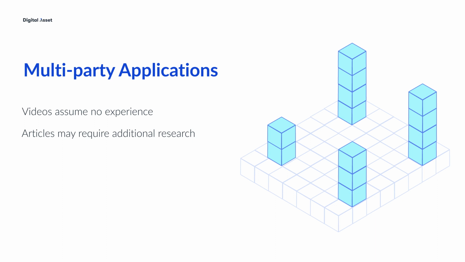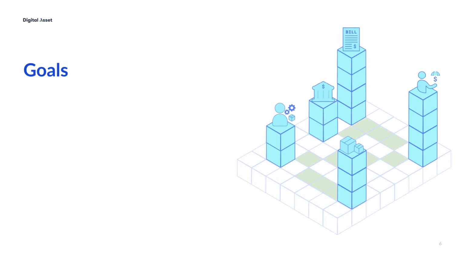The articles and links have been taken from existing material and are generally targeted at an experienced audience, so you may find researching a term or topic on your own helpful to get the full benefit of the article. The goal of the course is to prepare you to submit 3 to 5 use cases that would be appropriate for a multiparty application built on a distributed ledger with DAML and Canton.